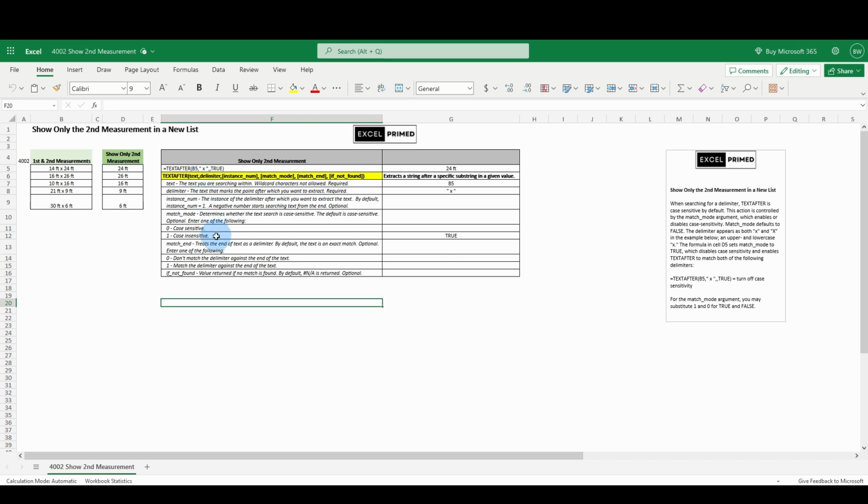Here, we're using case insensitive. What does that mean? It means we can have anything in between our measurements, any X, and we're still going to be able to separate the information after the X.